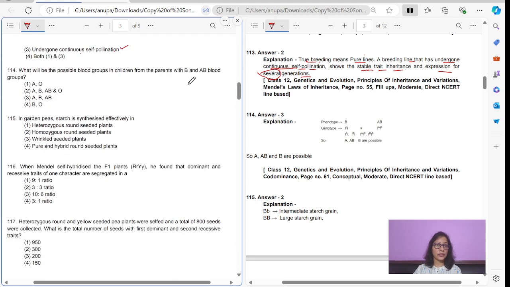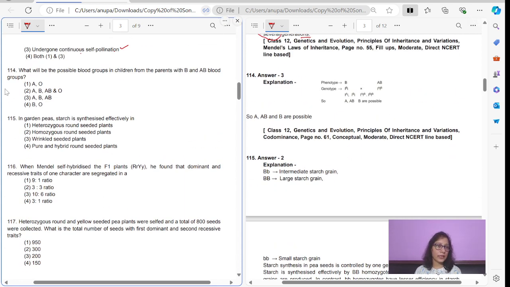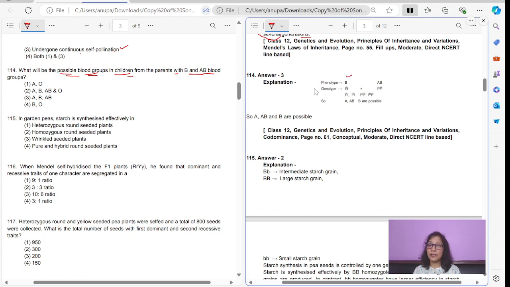Now let's move to the next question, question number 114. Question number 114 states, what will be the possible blood groups in children from parents with B and AB blood groups? Here the phenotypes of the parents have been mentioned and we have to find out the possible blood groups in children. If one parent has B phenotype, then its genotype will be IBIB or IBi. And if the other parent has AB blood group, then the genotype will be IAIB.